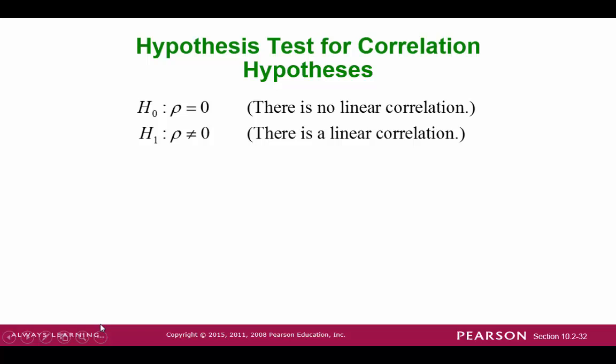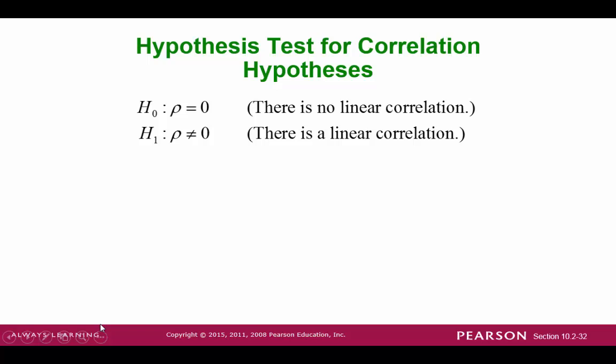So in a hypothesis test, we start off with the null and alternative hypothesis. And the null hypothesis is always going to be rho is equal to 0. And when we say that rho is equal to 0, that's your correlation coefficient. It's far away from 1 and -1 where you have strong correlation. And so you're at 0, which is to say that there is no linear correlation.